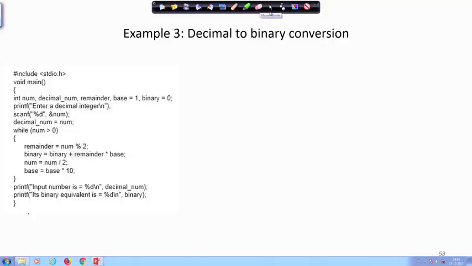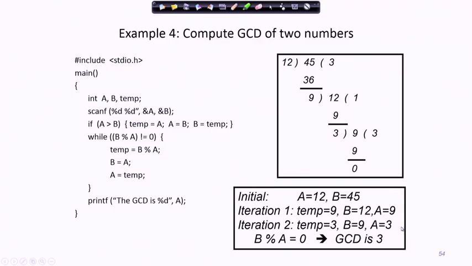Now, here that is also very interesting and known to us, that is finding the greatest common divisor of two numbers. What is the algorithm? The algorithm is shown here. Suppose I have got a number 45 and 12. I am to find out the greatest common divisor or the HCF of these two numbers.